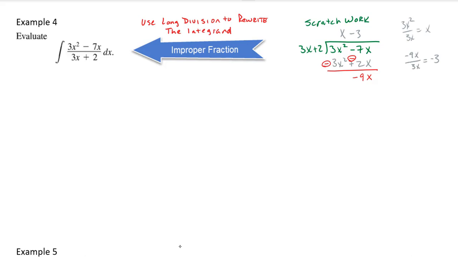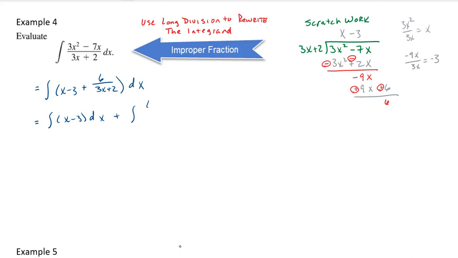Let's see what our remainder is. We distribute the negative 3: times x gives us minus 9x, minus 6. Change your signs and add, and that gives us a remainder of 6. That means I can rewrite this integral as the integral of x minus 3 plus 6 over 3x plus 2. Then we can integrate this a term at a time. I'm going to write this as the integral of x minus 3 dx plus the integral of 6 over 3x plus 2 dx.